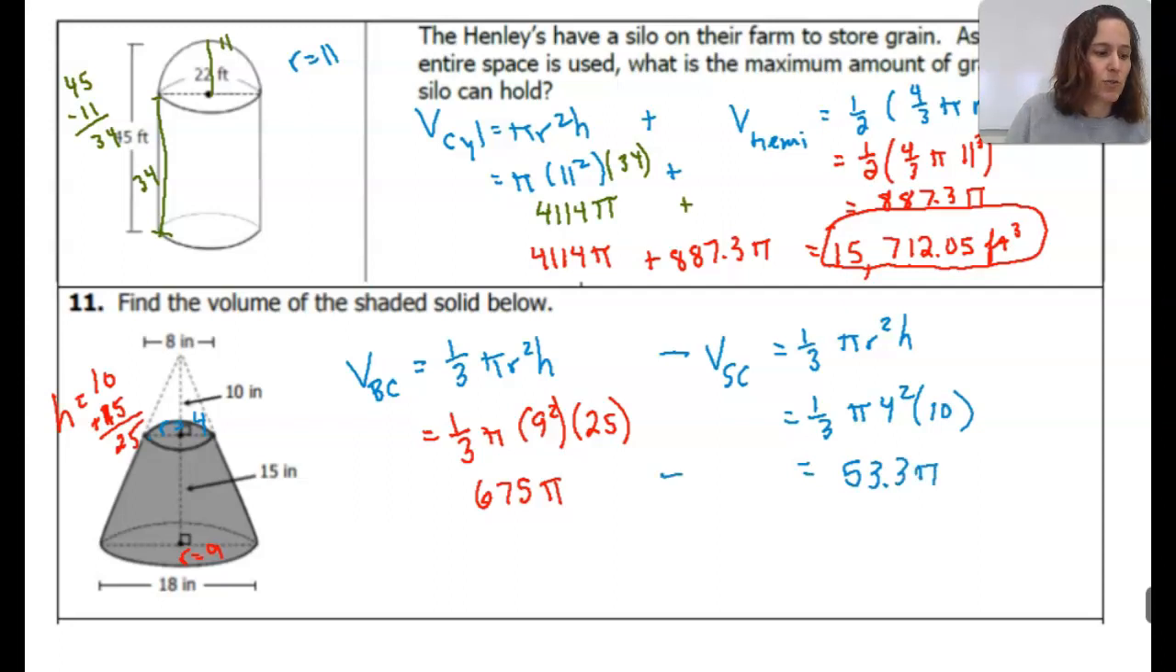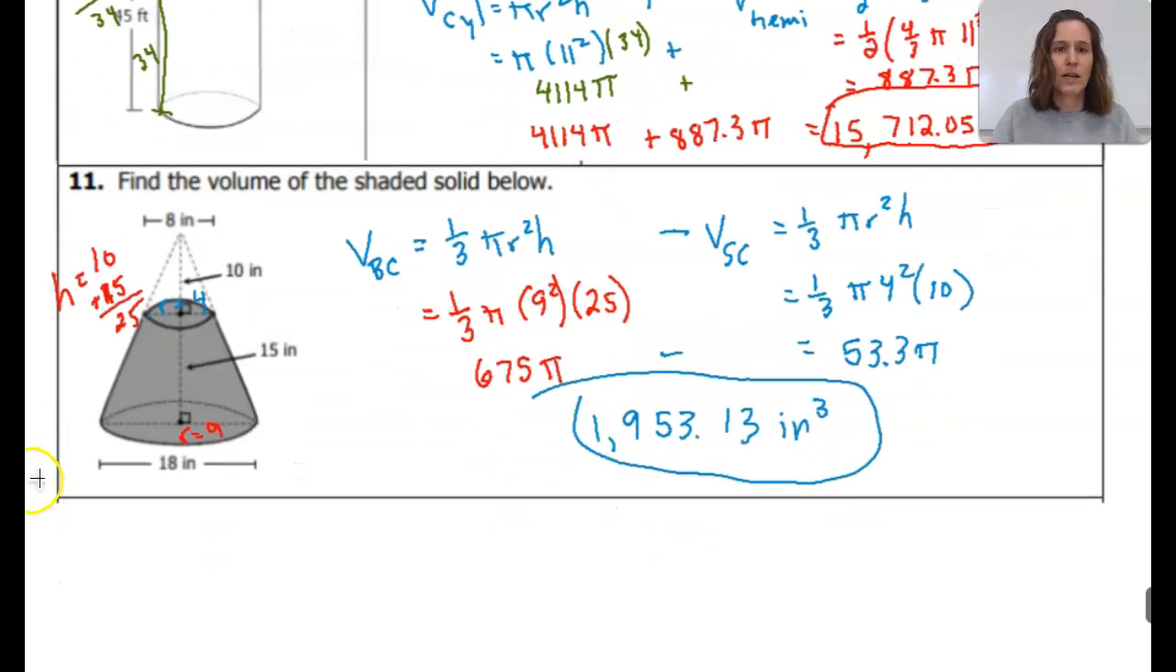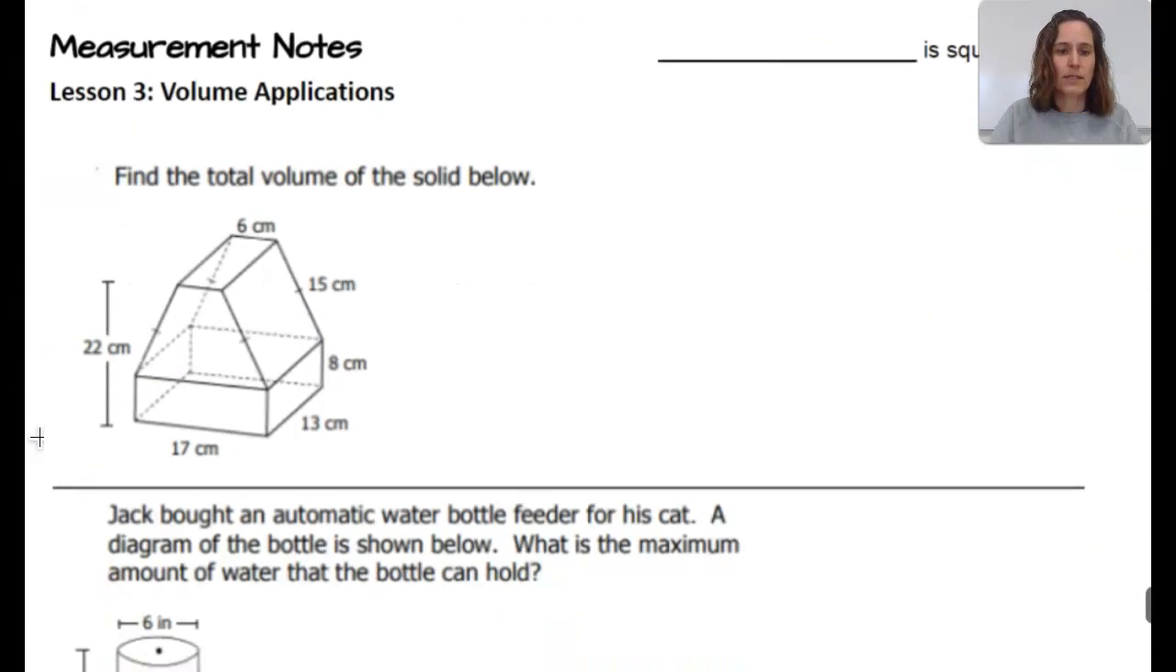We subtract the two answers, and you would get 1,953.13 inches cubed. And now let's go ahead and continue with the rest of our examples.